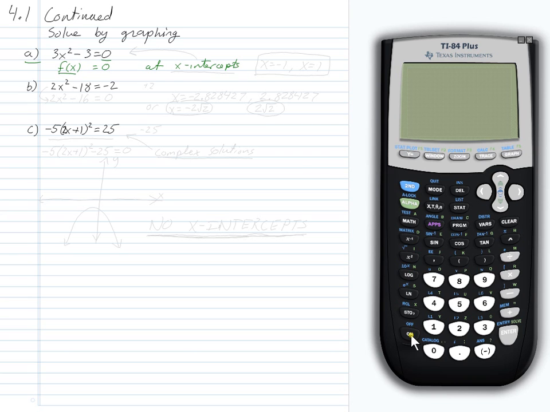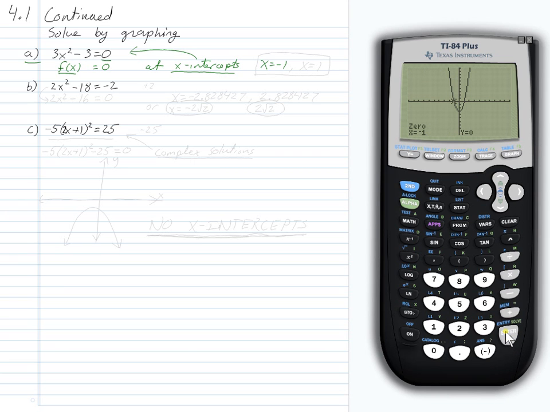So if we graph f of x, if we graph 3x squared minus 3, and I'll use a standard zoom, then if we know where the x-intercepts are, then we know the x values that satisfy the equation. So if I calculate the zeros, and I'll find the left-hand zero first, I'll go a bit to the left, a bit to the right, and my guess is somewhere around -1. X equals -1. That is one solution to the original equation.